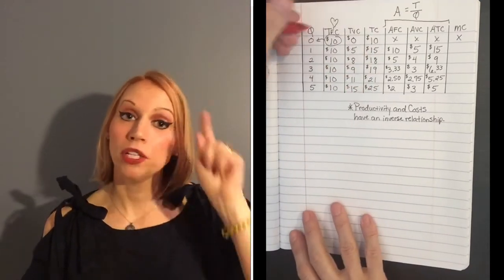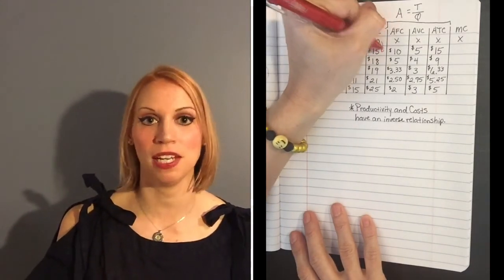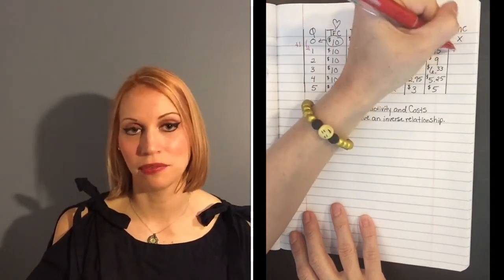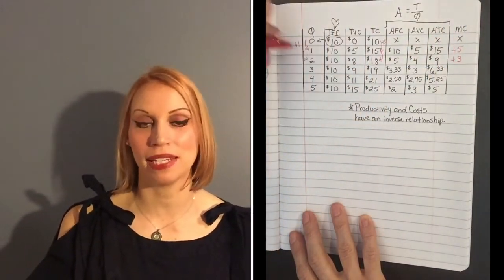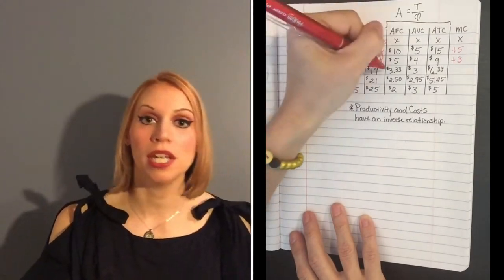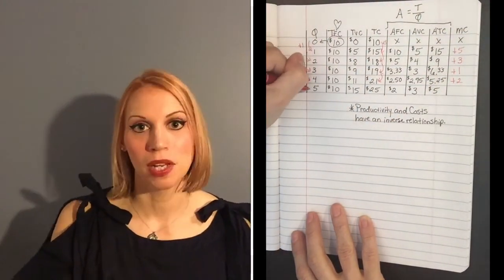We're literally going to look at how your total cost and your quantity columns change from row to row. So notice that when you change your quantity and make your first unit, your total cost goes from 10 to 15. So your marginal cost is an additional 5. When you make your second unit, your total cost goes from 15 to 18, so it costs an extra $3 to make that second unit. When you made your third unit, your total cost went up to 19, so that third unit cost an extra $1. When you made the fourth unit, your total cost went up to 21, so that fourth unit cost an extra 2. And when you made that fifth unit, your total cost went up to 25, so that fifth unit was an extra $4.